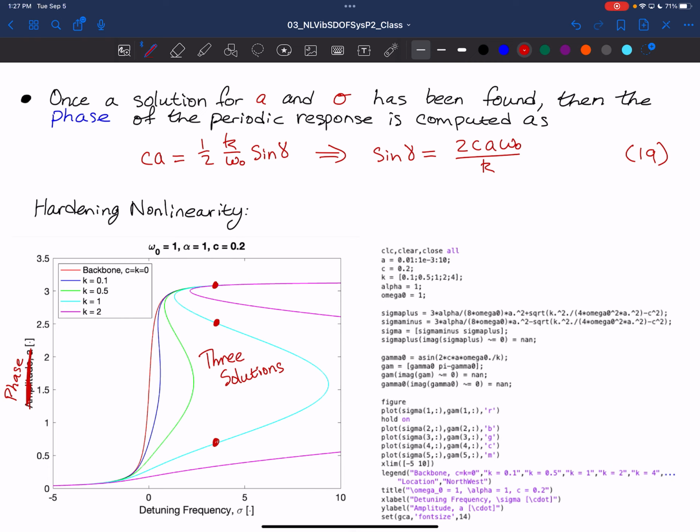But again, you can also compute stability regions for this and determine which parts of the branches are unstable and which ones are stable. In this case, what you'd find is that along here, this branch here is unstable.